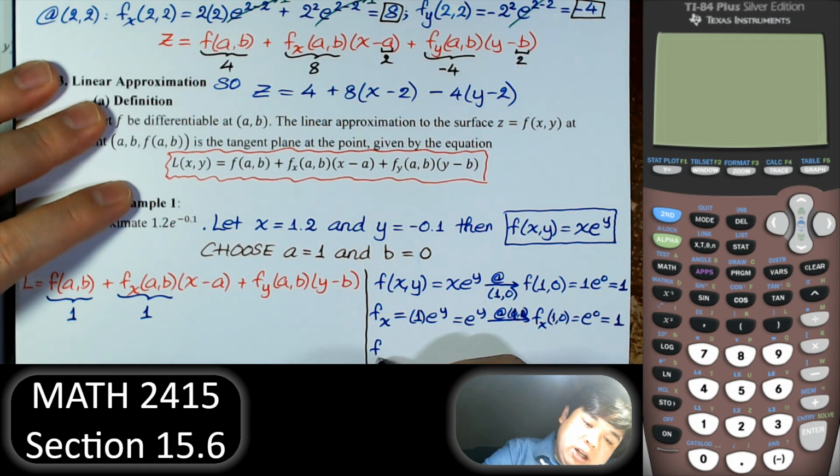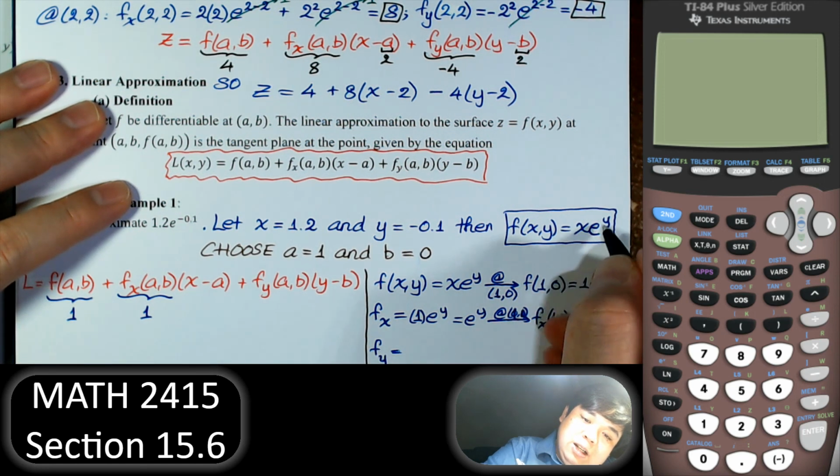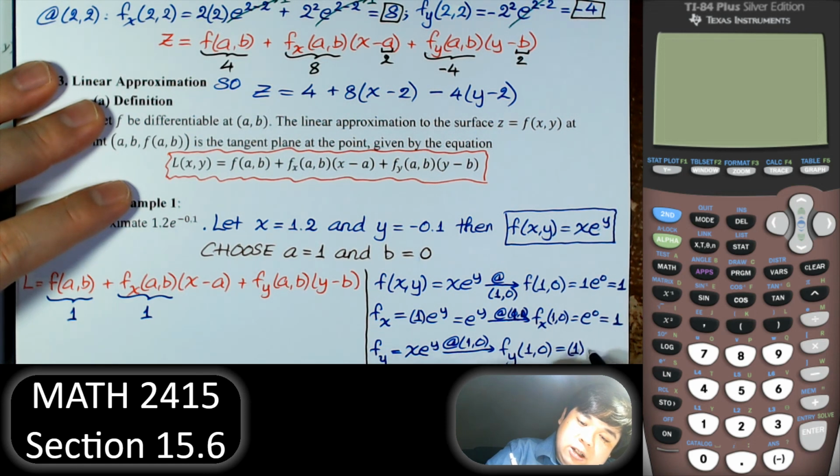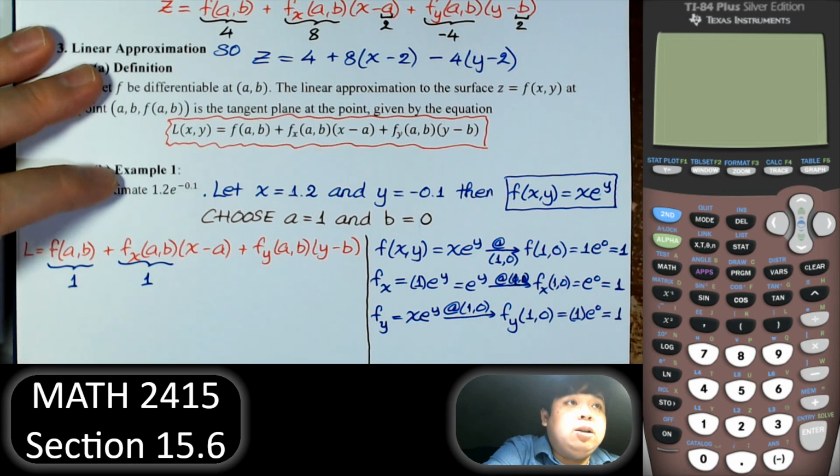Derivative with respect to y. Derivative of e to the y is still e to the y, where x is a constant. Then we evaluate at 1 and 0. Derivative with respect to y at 1 and 0: 1 for x, e to 0 for y, and that is also 1. So that solves number 1.